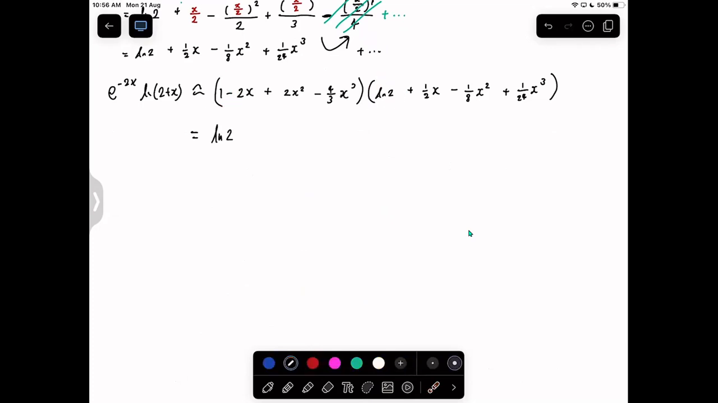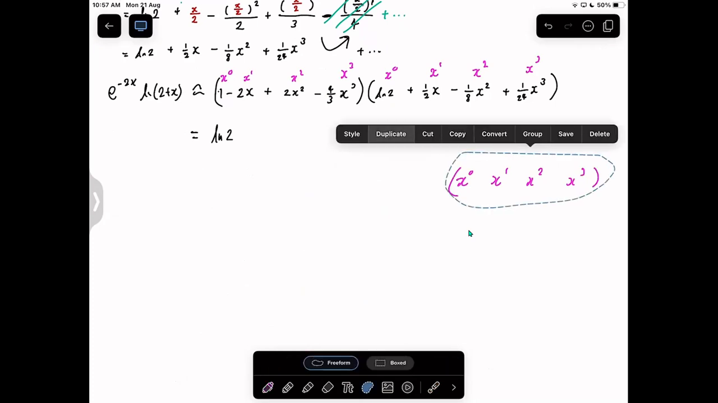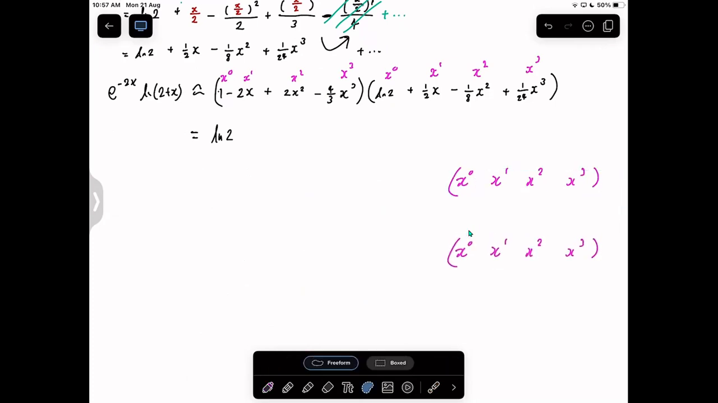Linear terms, what is it? Okay, I like to write it this way. Maybe it will help. This is x to the power 0. I use a pink pen. Power 0, x to the power 1, x to the power 2, x to the power 3. Let's write it down like this, x to the power 0, 1, 2, 3. And then I duplicate it. Then I'll use this as a table to help me.